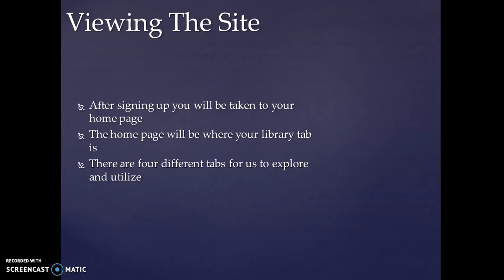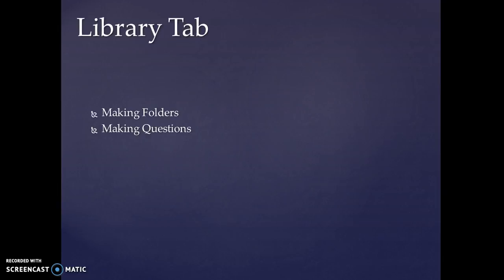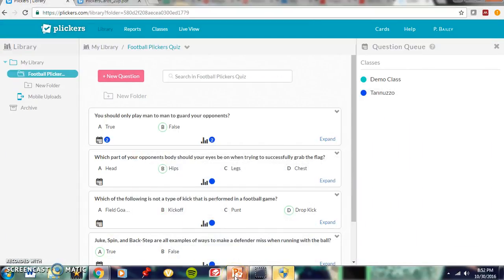So viewing the site, we will take you to the home page, and don't worry, it's not just going to be me blabbermouthing. We're actually going to view the site together so that we can talk about it. There are 4 tabs inside of Plickers: library, reports, classes, and live view, as well as we'll go over what the cards are and how to use them. So now we'll actually take a tour of the Plickers site.